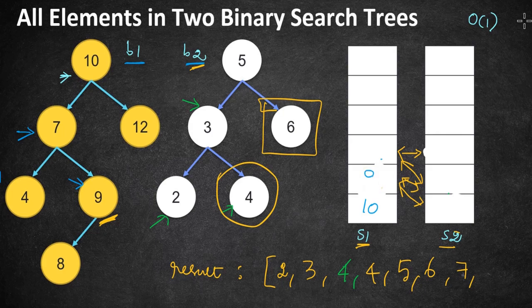Now, adding 9 to the stack, we don't have any elements to compare, so we are going to pop that as well from our stack and add it to our result. Finally, we have only 10 left, and the element left in binary tree 1 is 12. 12 is actually greater than 10, so we cannot put it inside our stack. We are going to simply pop 10 and add it to our result.